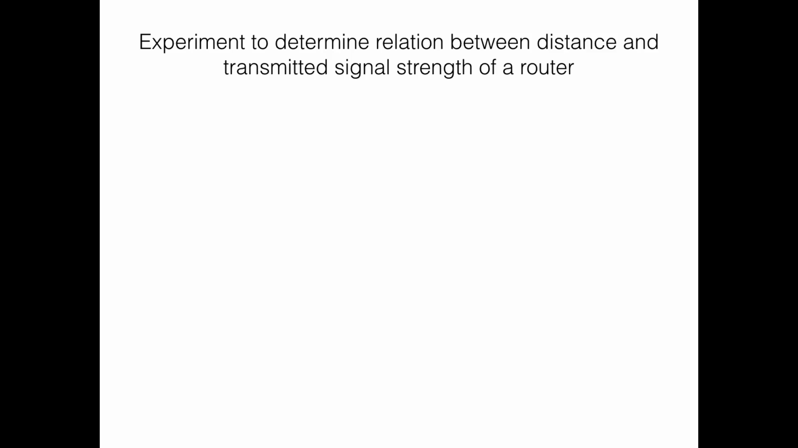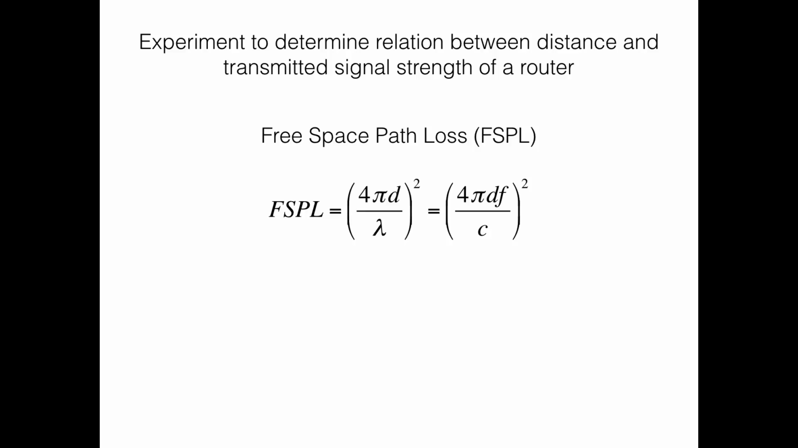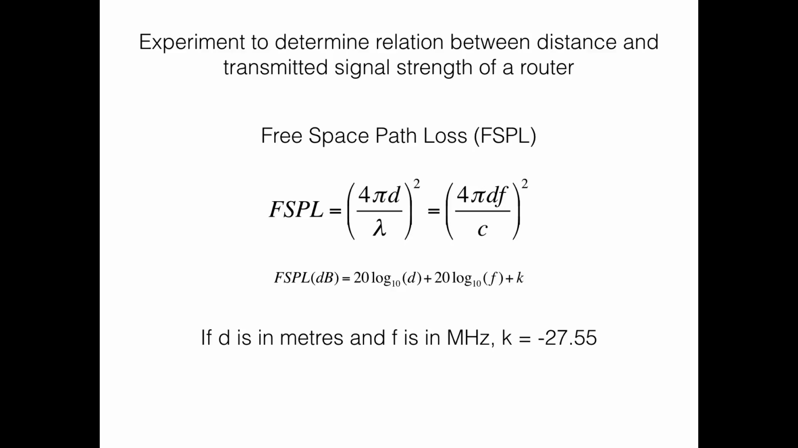We will now demonstrate an experiment to determine the relation between distance and transmitted signal strength of a router. The free space path loss is the loss in signal strength of an electromagnetic wave that would result from a line of sight path through free space with no obstacles nearby to cause reflection or diffraction. This free space path loss is given by the above formula. What we did in the experiment was we set up a Wi-Fi router and kept track of the Wi-Fi signal strength as a function of distance from the router.